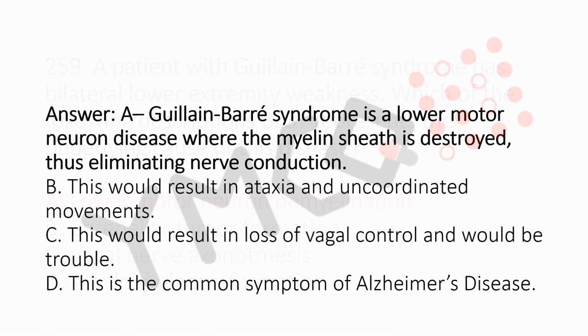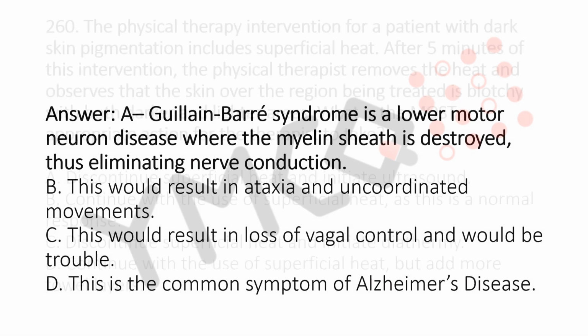Explanation for this question is, Option A, Guillain-Barré syndrome is a lower motor neuron disease where the myelin sheath is destroyed, thus eliminating nerve conduction. Option B, this would result in ataxia and uncoordinated movements. Option C, this would result in loss of vagal control. And Option D, this is the common symptom of Alzheimer's disease. Now let's move to question number 260.